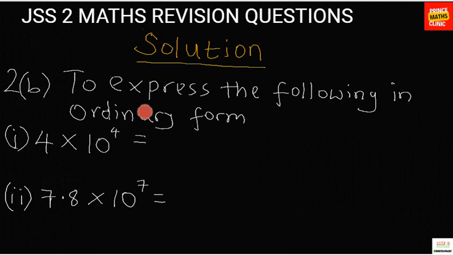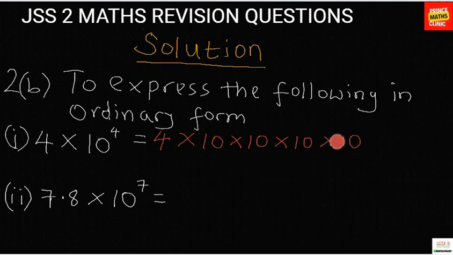We are to express these numbers in ordinary form. And what does it mean to express in ordinary form? All you need to do is to say 4. Then we are given that 10 is going to be multiplied in 4 places. So this is 10 times 10 times 10 times 10.